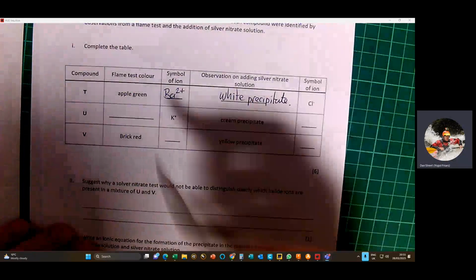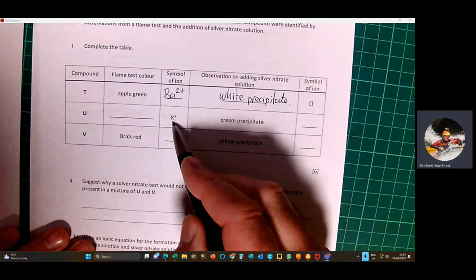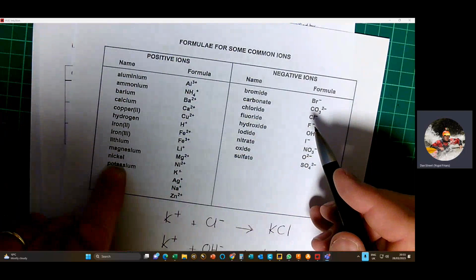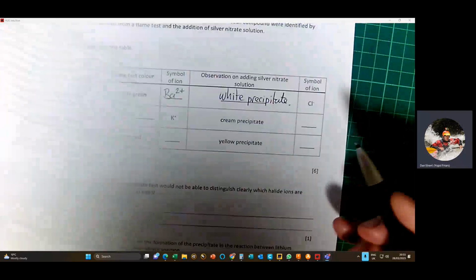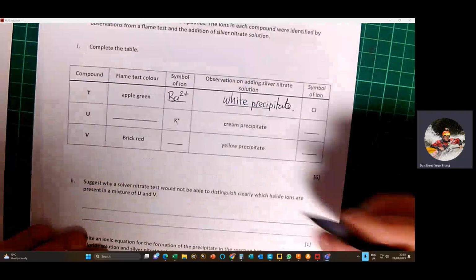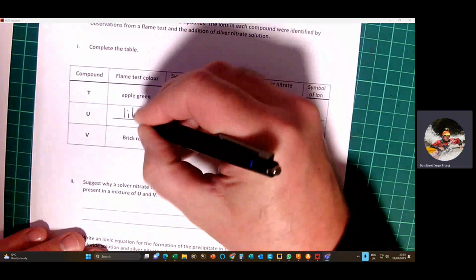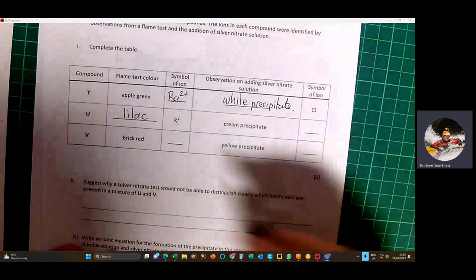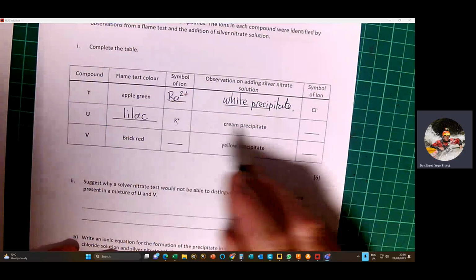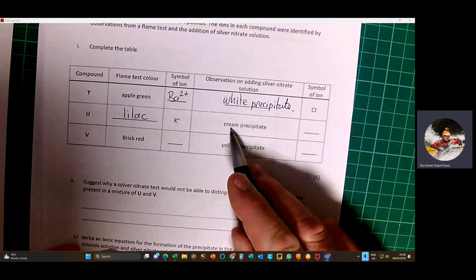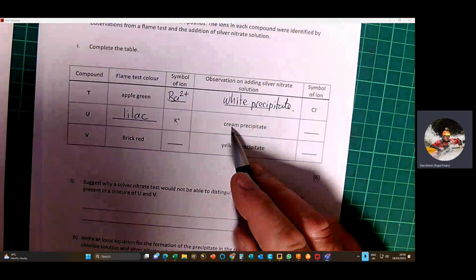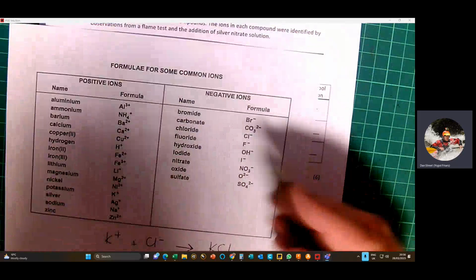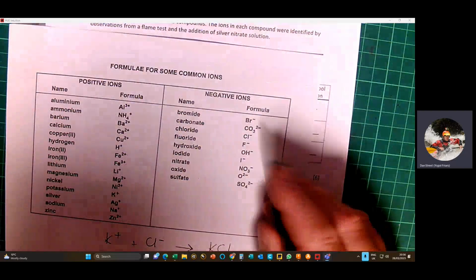Okay, now the second question, we're told that this contains K plus. So we'll just double check in case we've forgotten that K plus is potassium. You need to remember, there is no way to look this up in your exam, that potassium produces a lilac flame. And it is important to use the word lilac instead of pink because the examiners are a bit fussy about that. And if you add silver nitrate to this solution, we discover that it forms a cream precipitate, and cream is associated with the bromide ion. Okay, and so again, if we just double check, look up the bromide ion, it's Br minus.